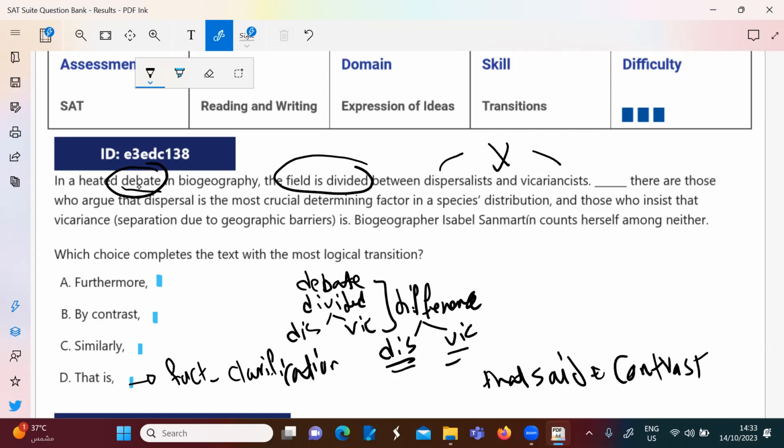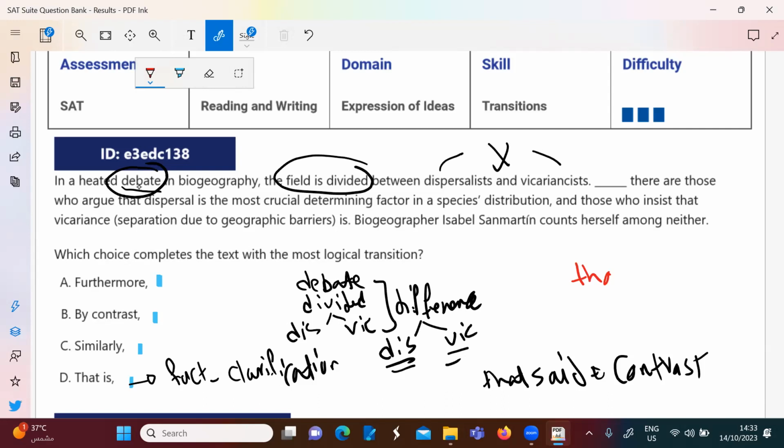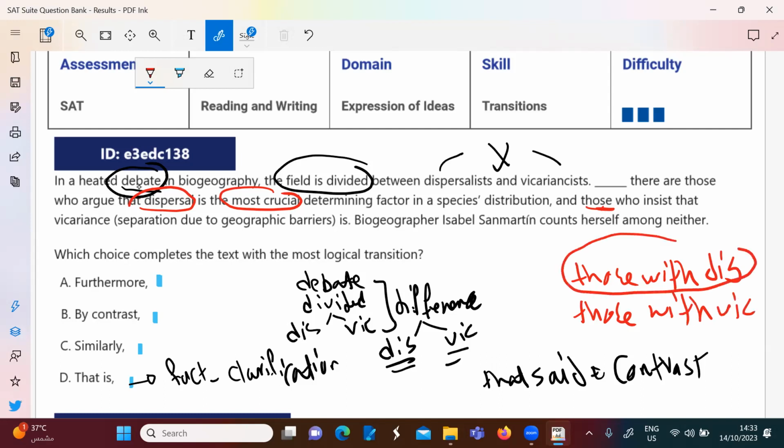Don't read the choices. Go to the second sentence. There are those who argue that this is the most important determining factor, and those who insist that Vic is. So some people support this and some people support Vic.